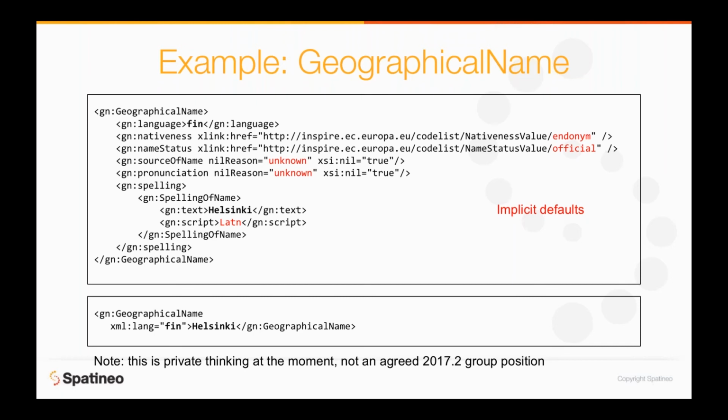So there is this rule that if we have this simple way, it actually means the same thing as this more complex encoding of the thing, but you just have to add these default values for the mandatory properties. So this could be a way to nicely define the simplification that can go in both ways. But this is still private thinking at the moment, so just to mention that this is not an agreed expert group position, just an example on how simplification could be done.